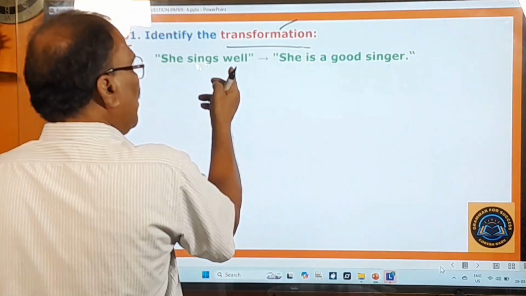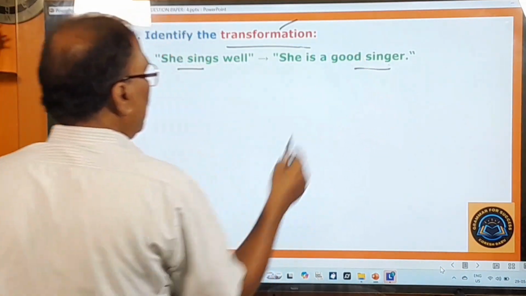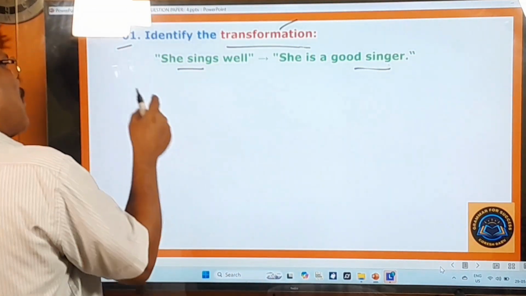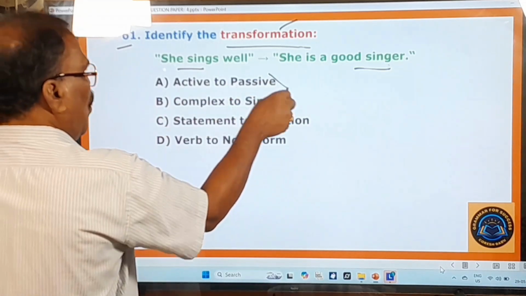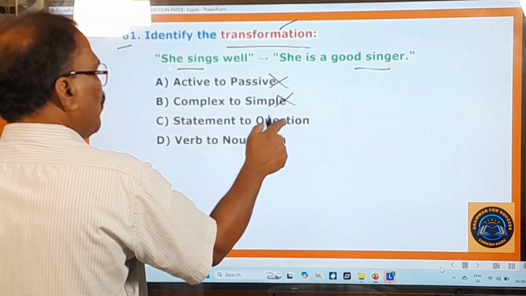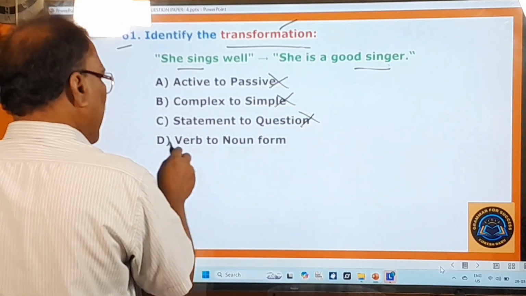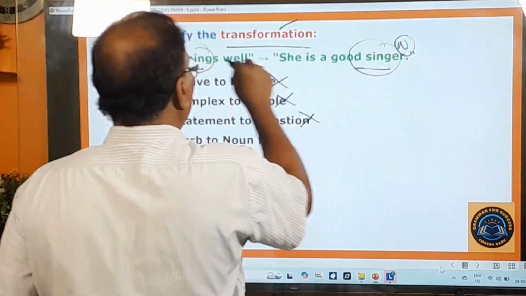She sings well. Therefore, she is a good singer, no doubt. But here, sings and singer, two things are there. And now, what kind of transformation can you find in these two statements? Active to passive voice? No. Complex to simple? No. Statement to question? No. And verb to noun? Yes. This is a verb and this is a noun.